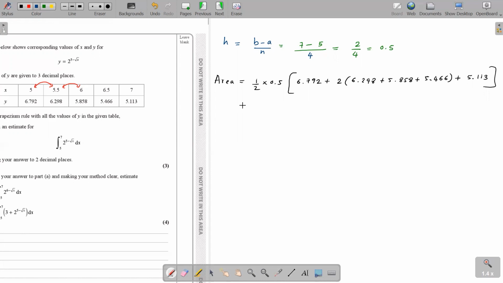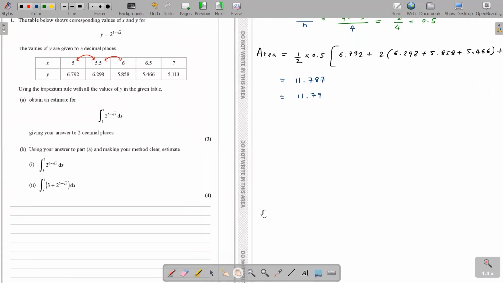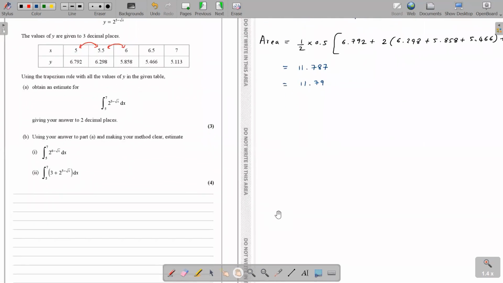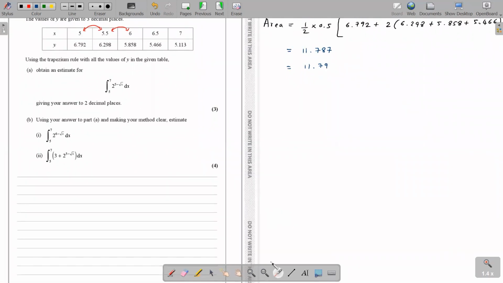So what do we get at the end? Type everything in the calculator and I know the final answer: 11.787. So 11.79 is the final answer, correct to 2 decimal places. Is this clear?